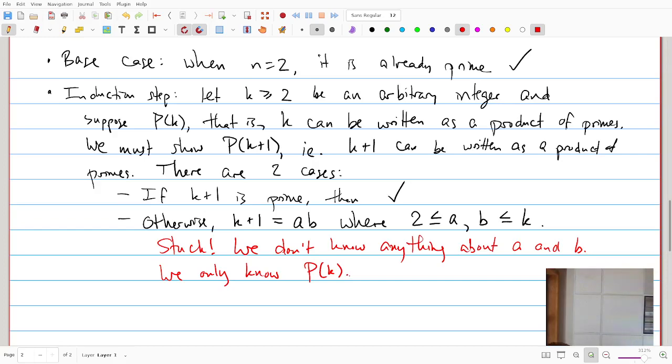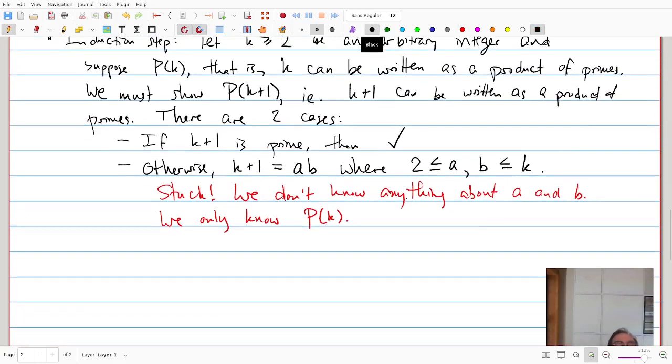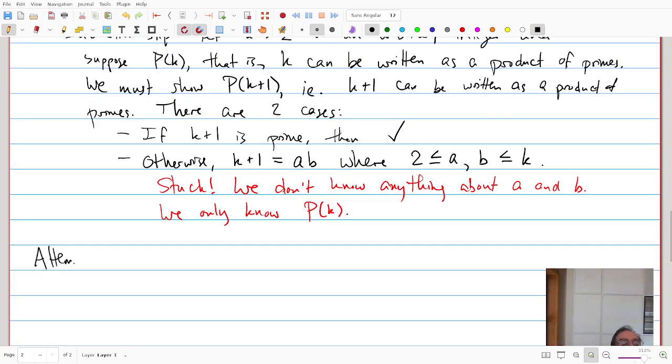But strong induction comes to the rescue here, right? Because strong induction says you don't only get to suppose that this is true for this one value k. You get to assume it's true for anything less than that. So you can assume that k can be written as a product of primes, also k minus 1, k minus 2, all the way down to 2. You get to assume they all can be written as a product of primes. And so that is going to include A and B. So, attempt number 2.